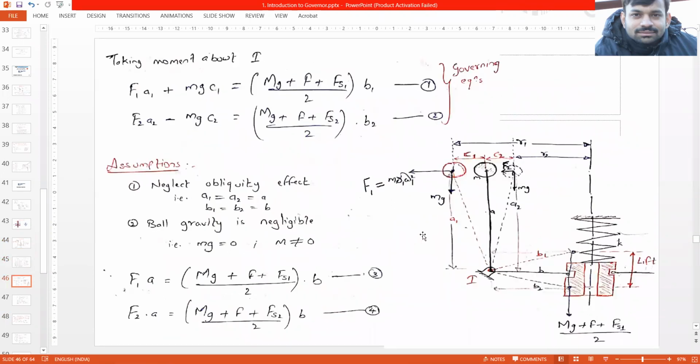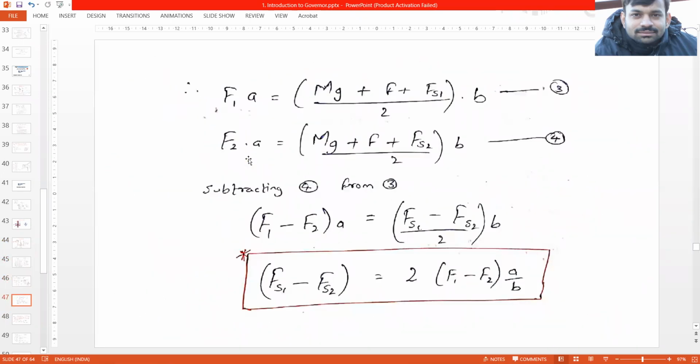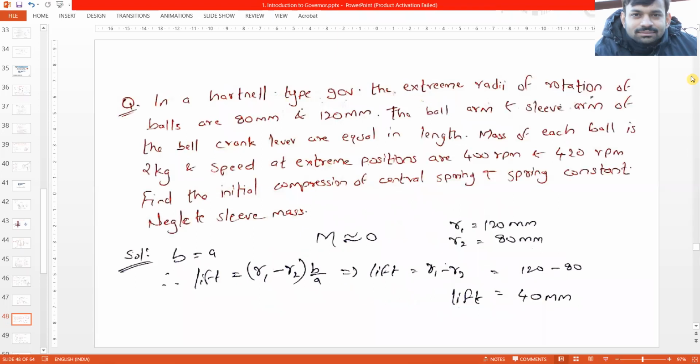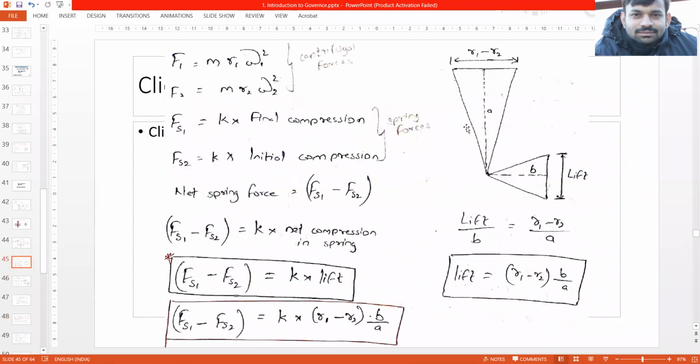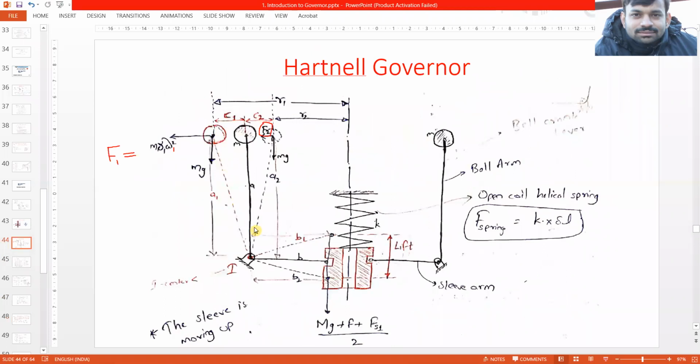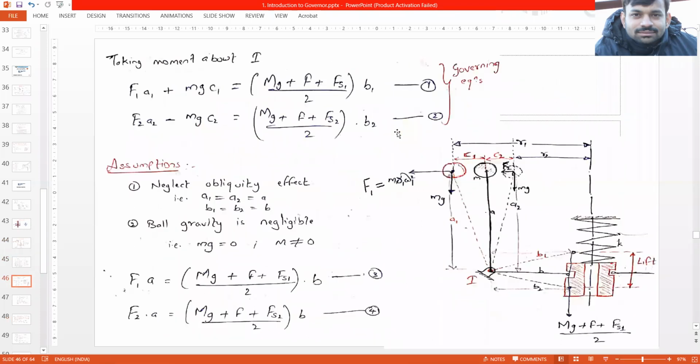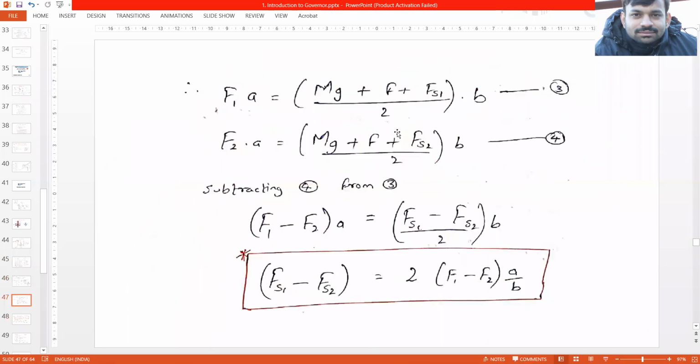Now let's go through its numerical. In a Hartnell type governor, the extreme radii of rotation of balls are 80 mm and 120 mm respectively. So R1 and R2 are given to us. The ball arm and sleeve arm of the bell crank lever are equal in length. So this one is the ball arm, this A is the ball arm and the sleeve arm is this B. So both are equal in length. So A is equal to B.